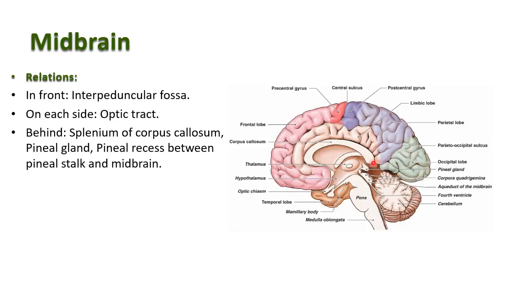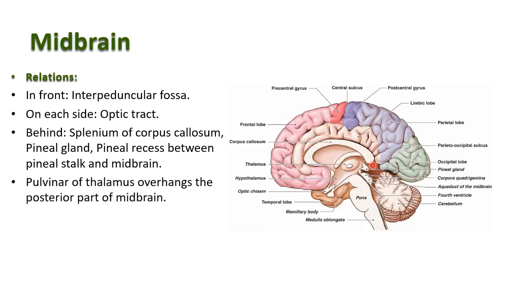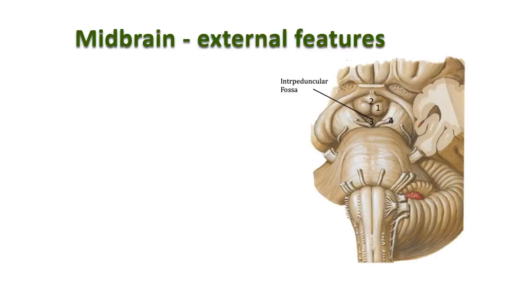In the previous picture we saw that large mass of gray matter. The posterior expanded part, which is called the pulvinar of the thalamus, also overhangs. The pulvinar of the thalamus overhangs the posterior part of the midbrain. Below, it is related to the upper border of the pons, which you are able to see here.